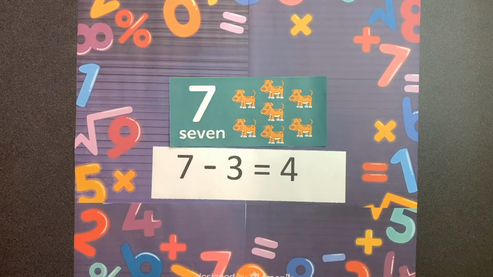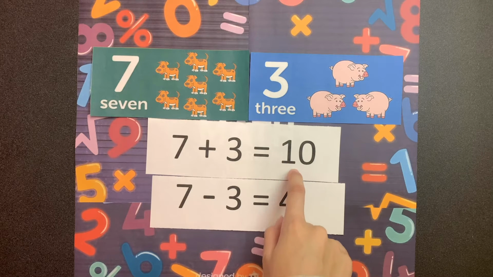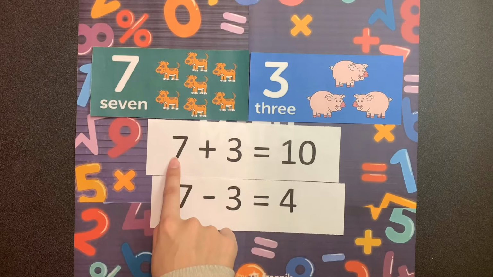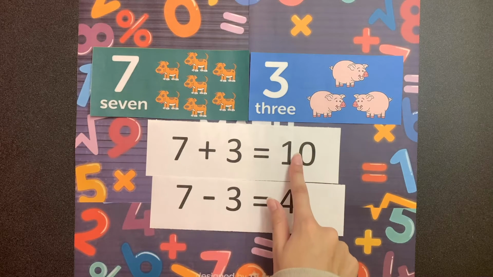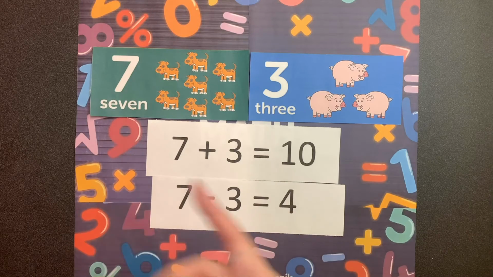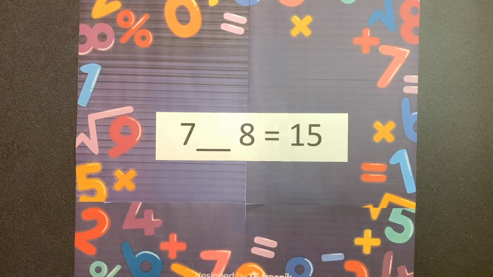Great job, friends! Now, do we see how when we were adding, our total was greater than the two numbers in the equation? So we had 7 and 3, and the total was 10, which is bigger than 7 and 3, right? Now, let's start with our practice, friends. For the first part, I'll be showing you an equation, and you have to figure out if it's addition or subtraction.